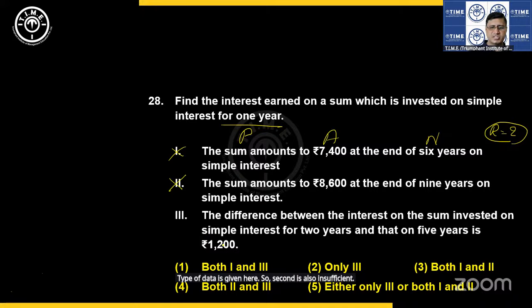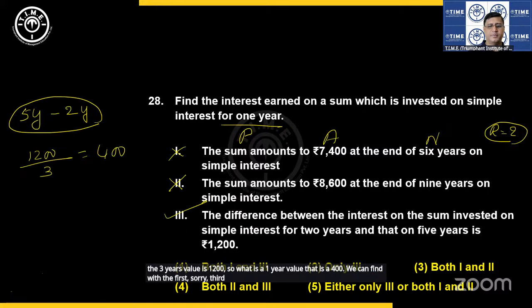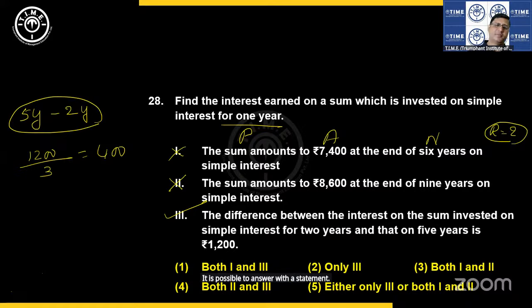Now look at the next. The difference between the interest on the sum invested at simple interest for 2 years and 5 years is 1,200. 5 years and 2 years, the difference of this period of time is equal to 3 years. The 3 years value is 1,200. So what is the 1 year value? That is 400. We can find it with the third statement alone. It is possible to answer with statement 3 independently.